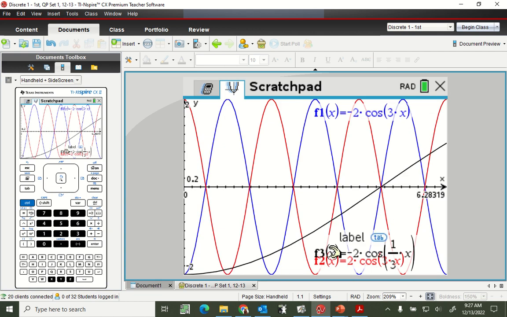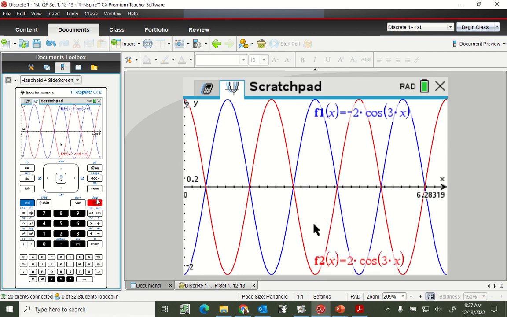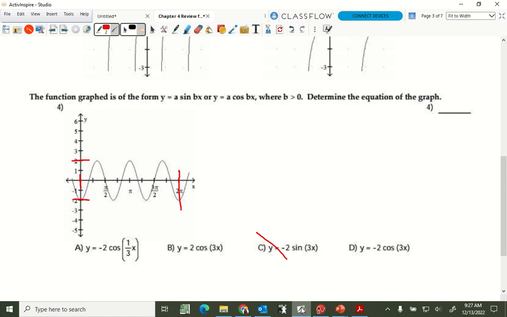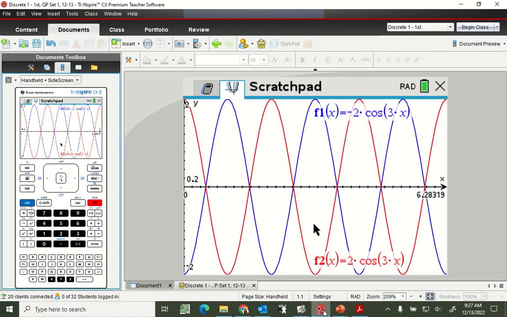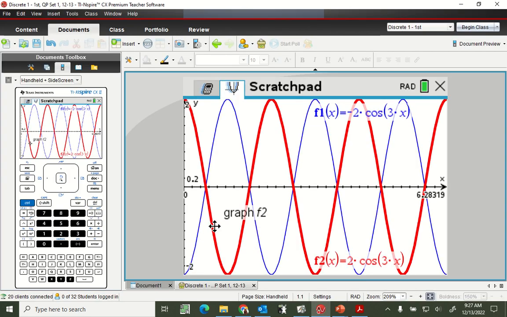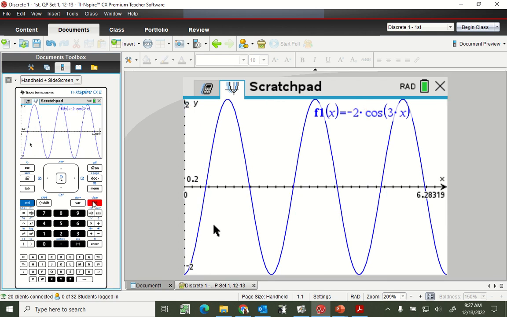There we go. All right, see that one in black? Is that one going to be it? No, that one's not it. So I know definitely that one is not going to be it. So I'm going to get rid of that one. All right, so now which one matches it? Does the red one or the blue one match? The blue, right? Because this starts at -2. If it's starting at -2, that means it's going to be this one right here.